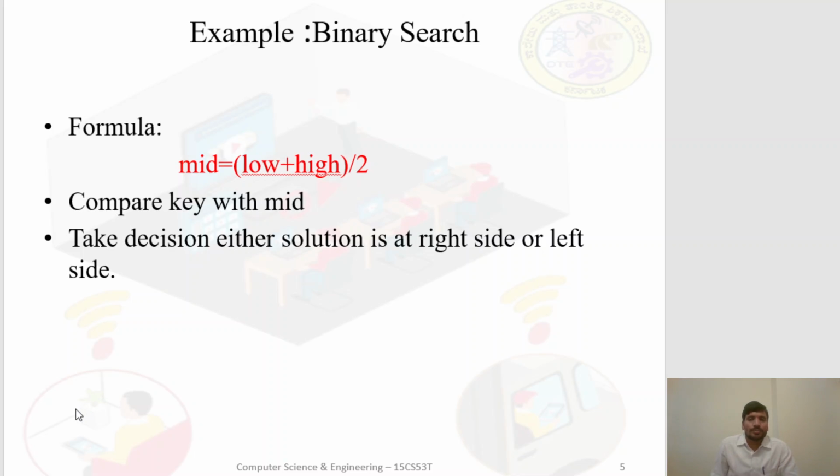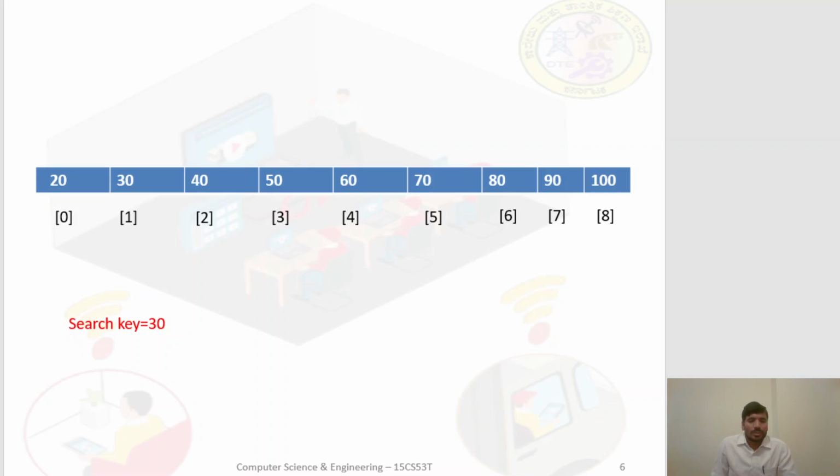So what is happening here? We are not solving the entire problem, we reduced the problem into its smaller instance and we try to find the solution to the smaller problem and we get the solution to the original problem. This is the major difference between divide and conquer and decrease and conquer. So let me take one example for binary search.